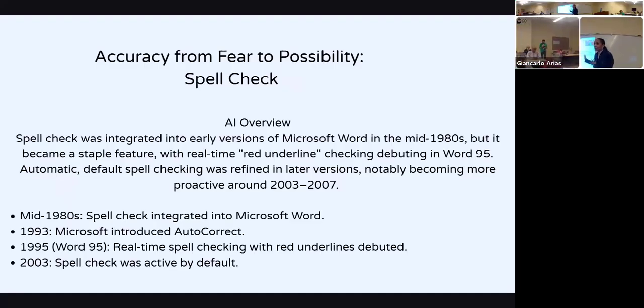Spell check was my best friend. So when you think about spell check, and I wanted to do the history on it, spell check came out in the mid-1980s. It was integrated into Microsoft. 1993, it introduced autocorrect. 1995, real-time spell checking with the red underlines. We're all familiar with that. And by 2003, it was activated by default.